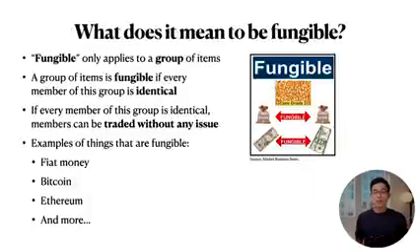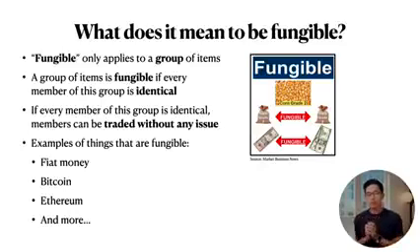Okay, so first things first, what does it mean to be non-fungible? The word fungible only applies to a group of items, so one single thing cannot be fungible. Basically, a group of items is fungible if every member of this group is identical in some way. If every member of this group is identical, then members can be traded easily and without any issue.